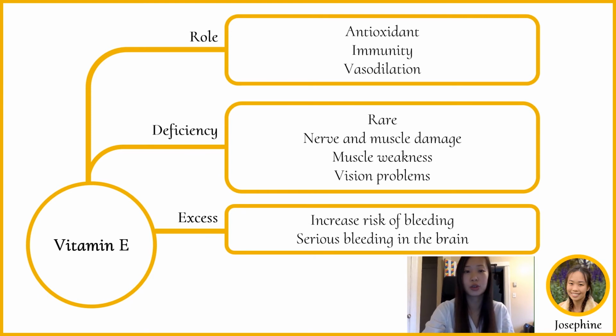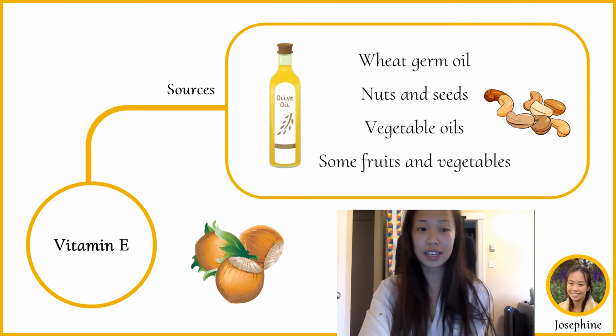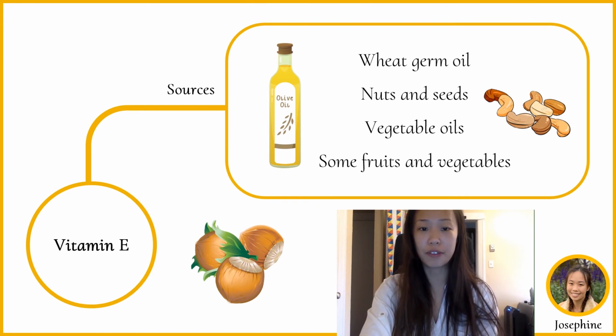Deficiency also occurs in those who cannot absorb dietary fat or have rare disorders of fat metabolism. Deficiency causes nerve and muscle damage that results in loss of feeling in the limbs, loss of body movement control, muscle weaknesses, and vision problems. In terms of excess, eating vitamin E from foods is not risky. In supplement form, however, high doses of vitamin E might increase the risk of bleeding by reducing the blood's ability to form clots after a cut or injury, and it might also increase the risk of serious bleeding in the brain. Lastly, vitamin E is obtained exclusively from the diet from fat-containing foods.